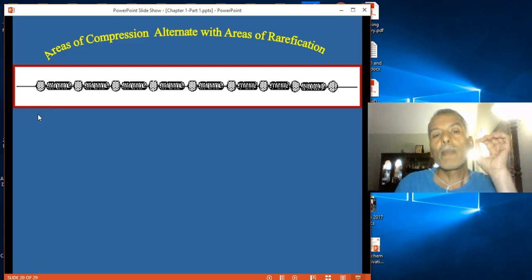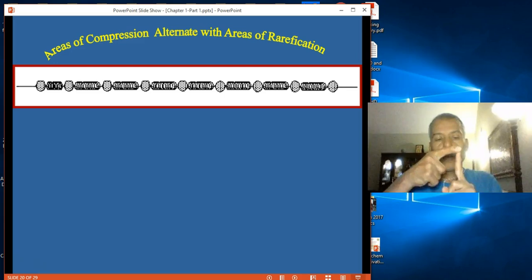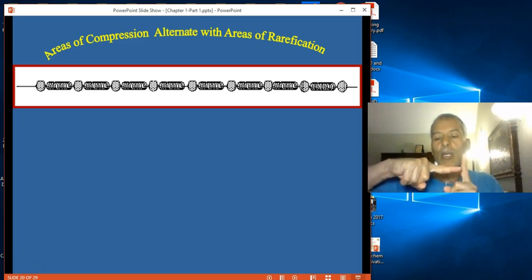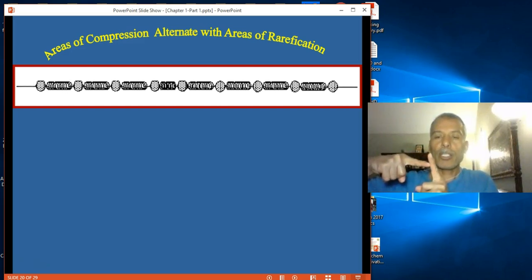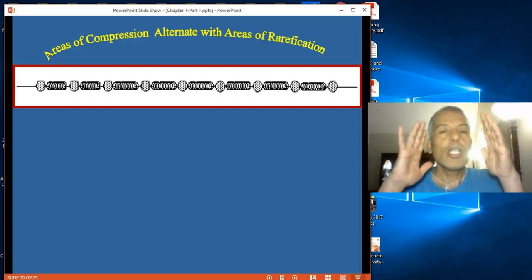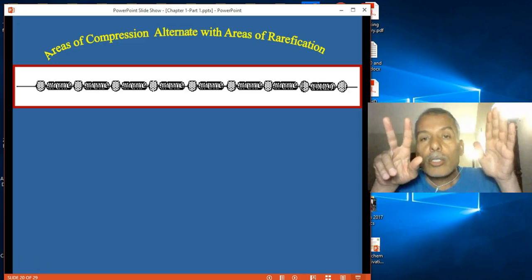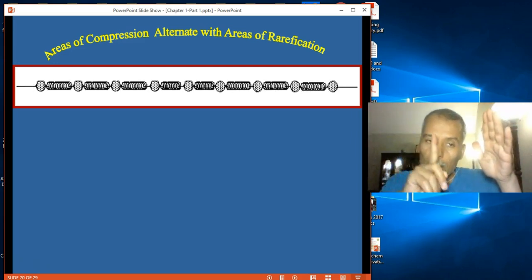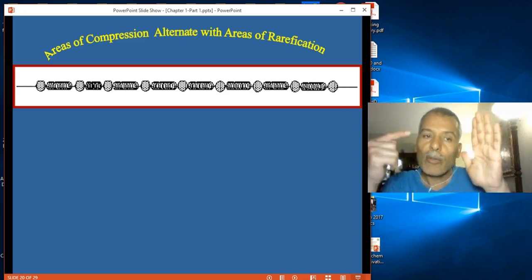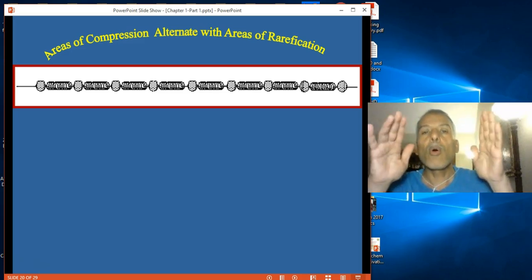So always they alternate. A single compression followed by a single rarefaction, followed by a single compression, followed by a single rarefaction. You will never find two compressions together or two rarefactions together. No. You have one compression followed by one rarefaction. One compression, one rarefaction. Always, always like that.